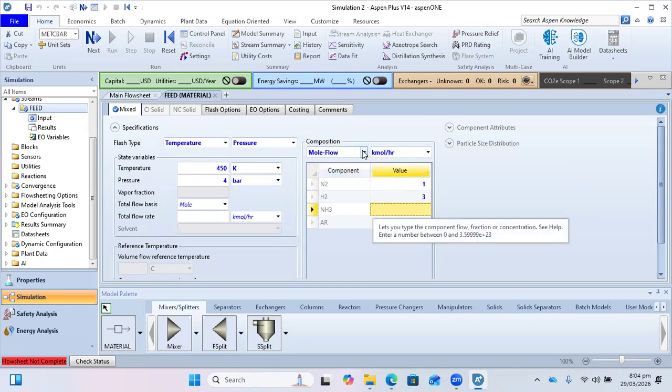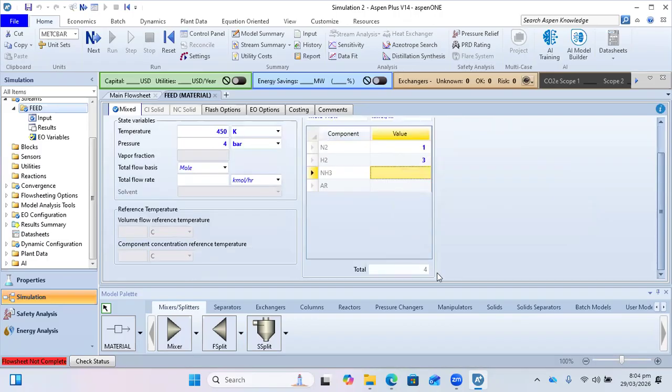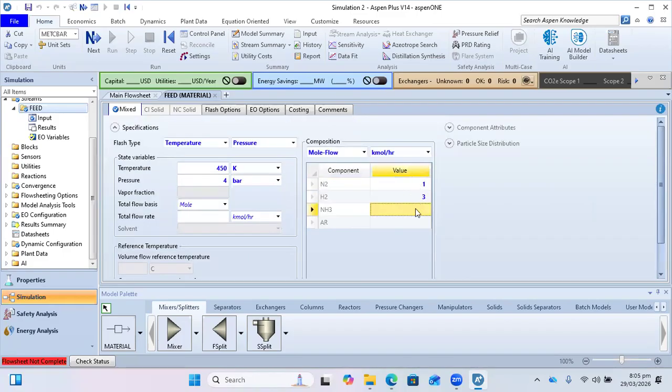Right. So this time it's not a mole fraction, it's a mole flow. So we are not really bothered about the total being equal to 1. So please keep that in mind. Right. And once you specify the mole flow over here, there's no need to do it at this part as well. So please remember that, right?